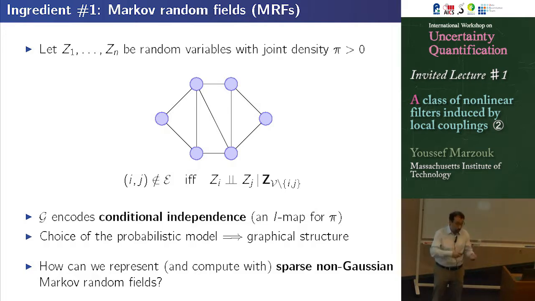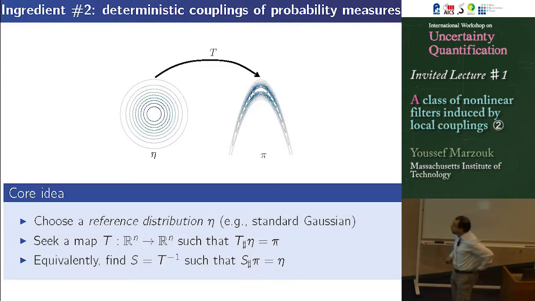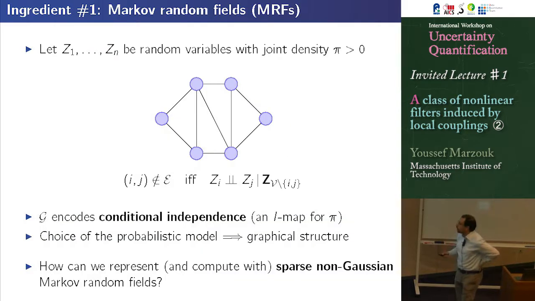So that's one ingredient. The second ingredient, so why do we need the second ingredient? We have this notion of conditional independence. We have Markov random fields. In general, I'd like to be able to represent and compute with non-Gaussian Markov random fields. And this is a bit more challenging of an object. People have dealt a lot with Gaussian Markov random fields, and you can represent them nicely with basically a precision matrix and mean and things like that. But in the non-Gaussian case, we need some more sophisticated tools.